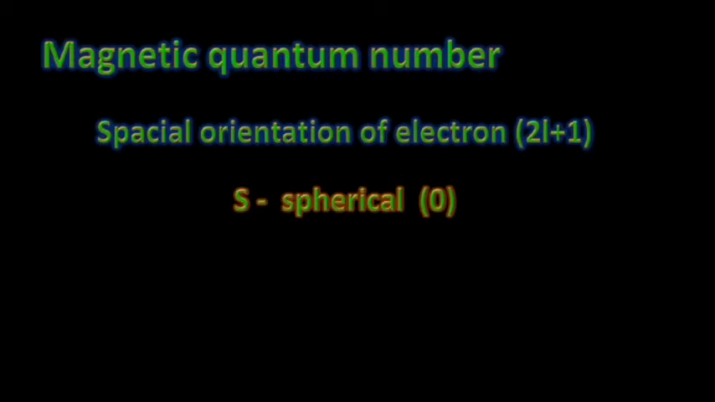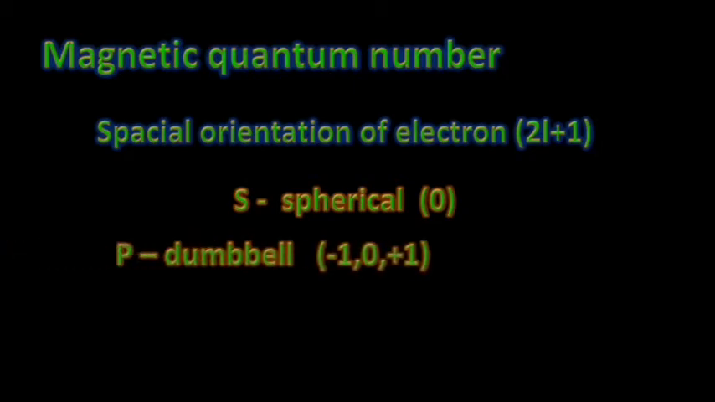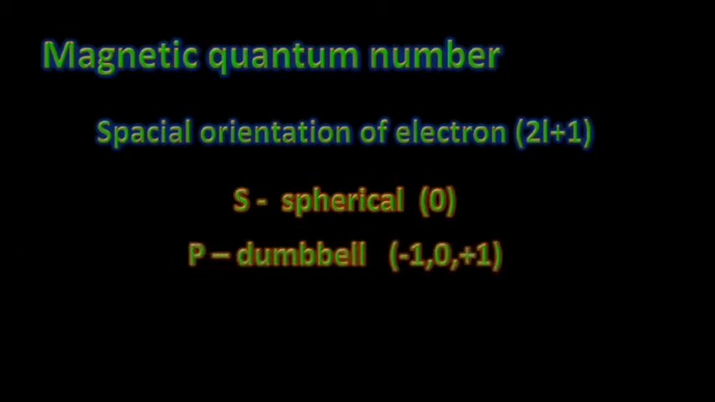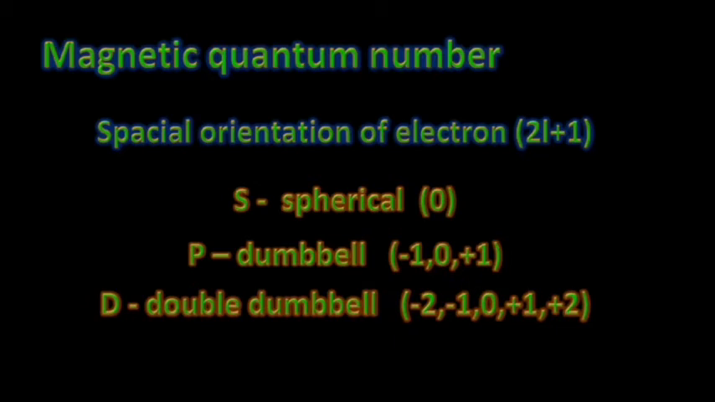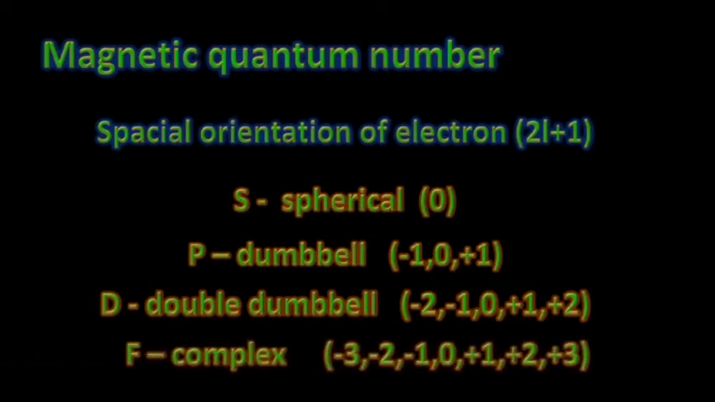As you know, s is spherical, it has 0. For p, it is the shape of a dumbbell, and it takes the values of minus 1, 0 and plus 1. And for d orbitals, which are double dumbbell, it takes the values minus 2, minus 1, 0, plus 1, plus 2, a total of 5. And for f, which is of complex shape, it takes the numbers minus 3, minus 2, minus 1, 0, plus 1, plus 2, plus 3, a total of 7.